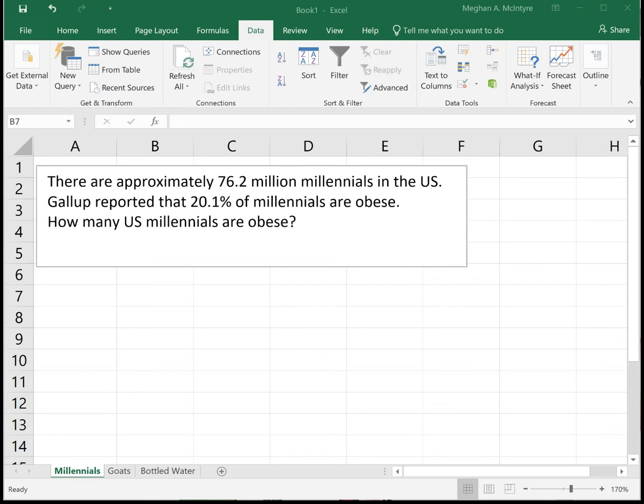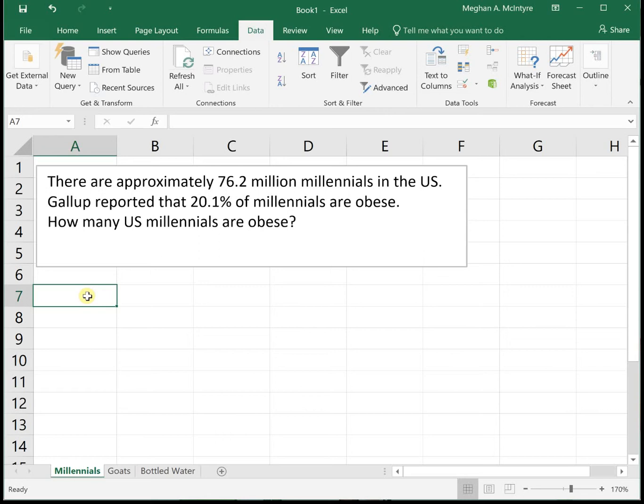This video is going to look at three example problems involving percents. First problem says there are approximately 76.2 million millennials in the US. Gallup reported that 20.1% of millennials are obese. How many US millennials are obese?